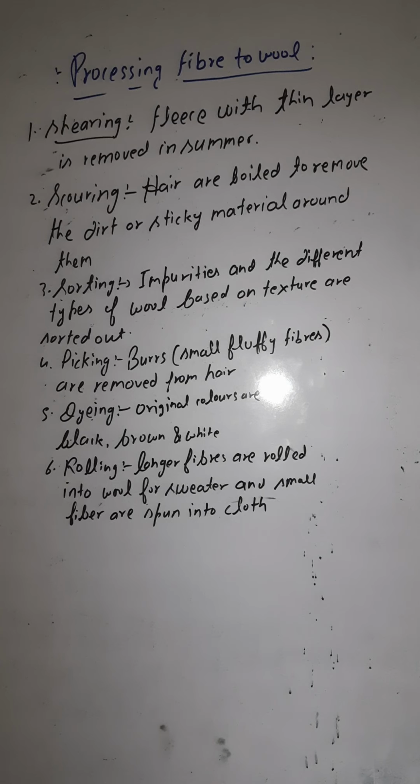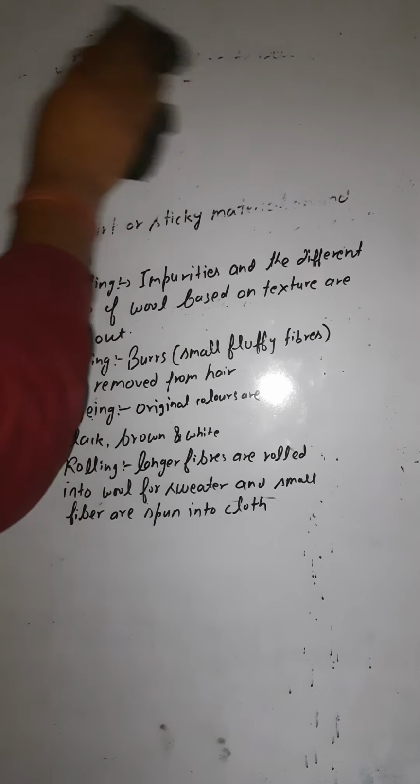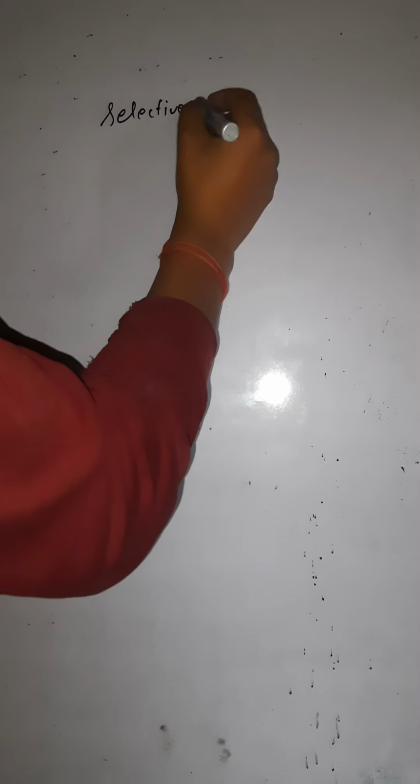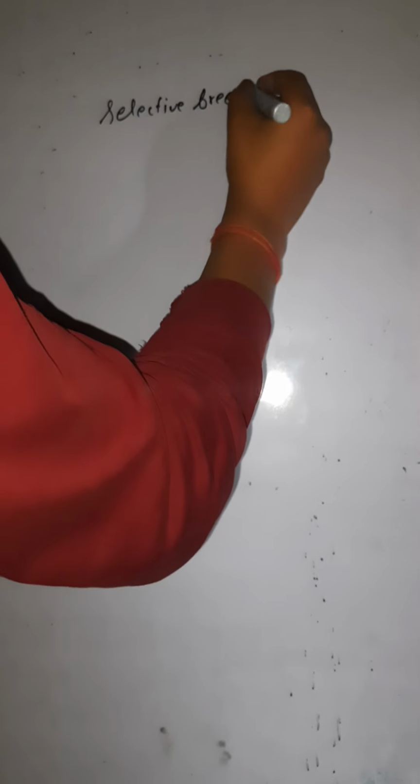Now let me tell you about a very important concept here, that is selective breeding. If you want enhanced quality wool, then how would you get this enhanced quality wool? That is also called selective breeding. By selective breeding, we are getting the enhanced quality wool. So what is this selective breeding?